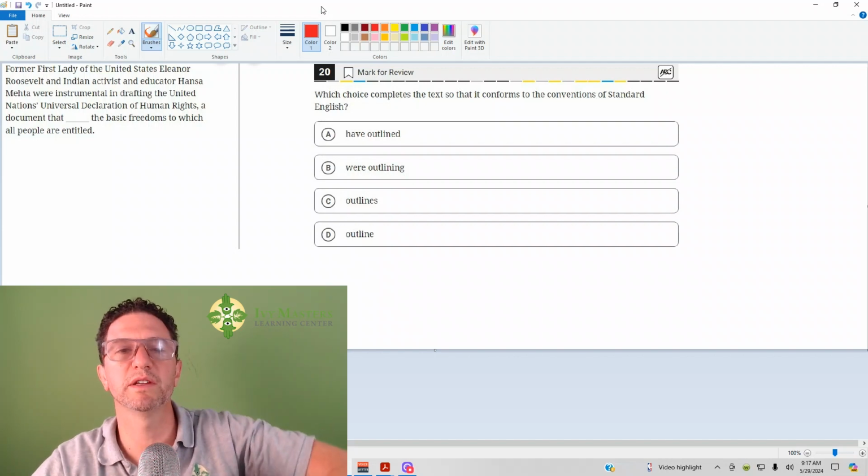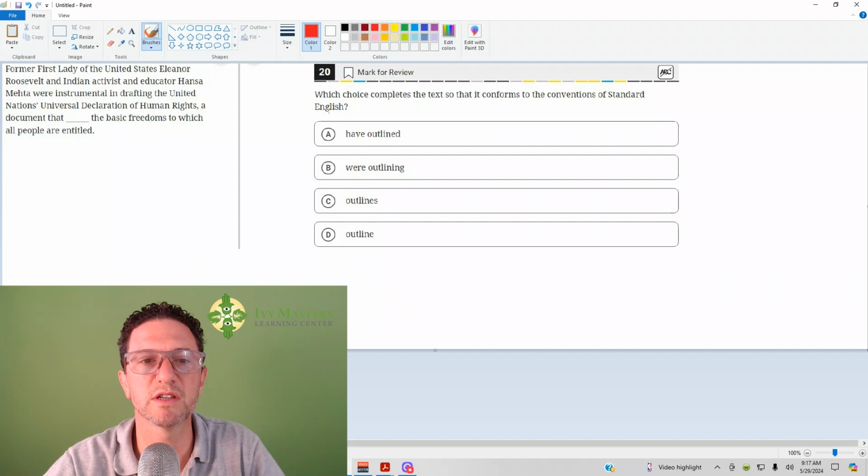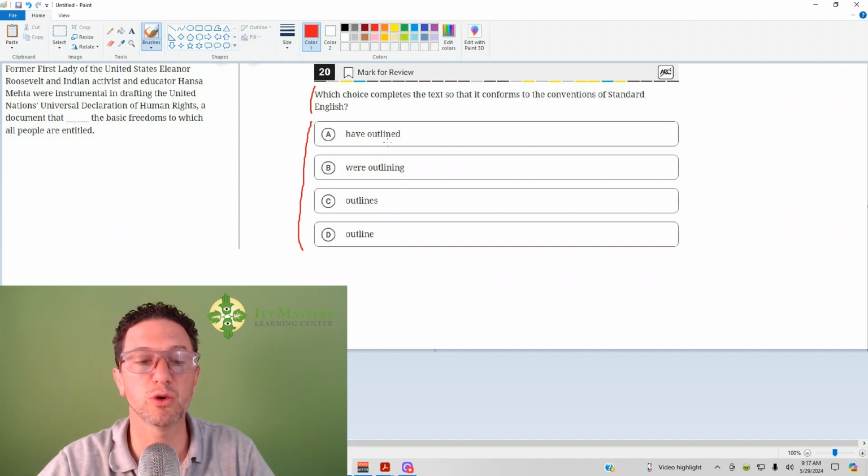20th question from Digital SAT Test 2, Module 2. This is from the Bluebook app, the easier set of reading and writing questions. Whenever they ask you the question about the conventions of standard English, always look at the answer choices first. You would identify the punctuation and ask yourself questions about that punctuation or the part of speech.